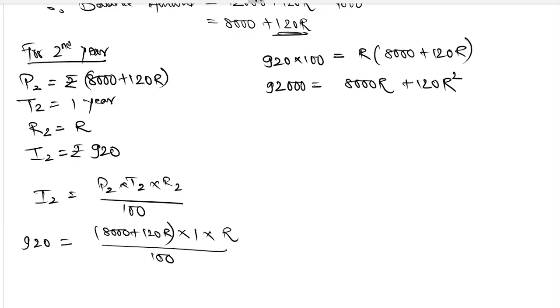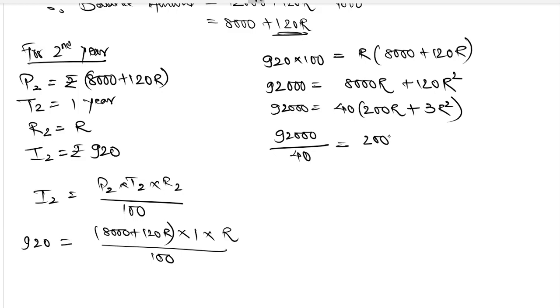What can we take common from here? 40. Yeah, 40 can be taken common. 92,000 is equal to 40 comes out common. Here 200 R will remain inside, plus here 3R square will be remaining inside. So 92,000 divided by 40 is equal to 200 R plus 3R square.